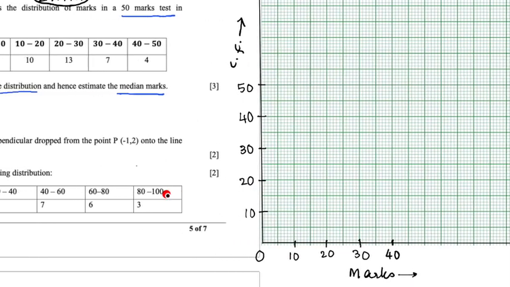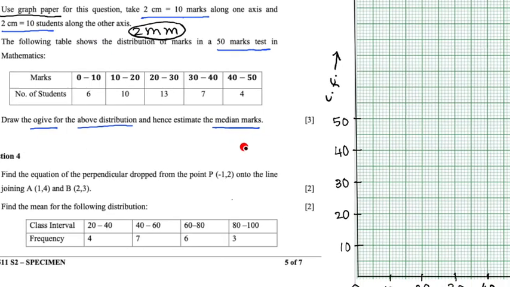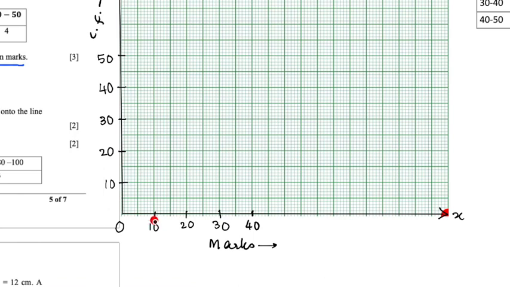So you have been given the scale as 2 centimeter equal to 10 marks and 2 centimeter equal to 10 students. So we will have to take marks on x-axis this way, and this is 10, 20, 30, 40, and let us just write over here 50. That's it, because we have marks up to 40. And here we will take cumulative frequency, 2 centimeter equal to 10 students. So 10 students, 20, 30, 40, 50 students.